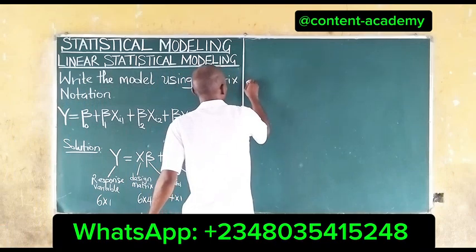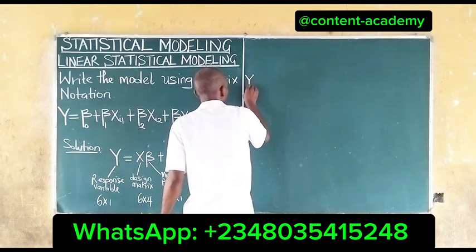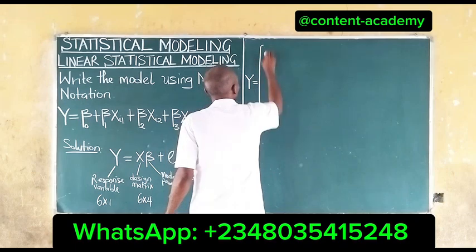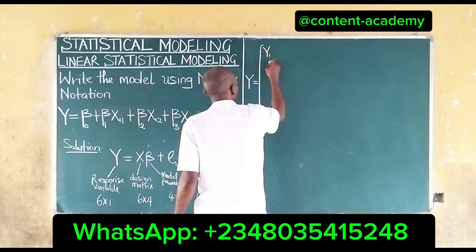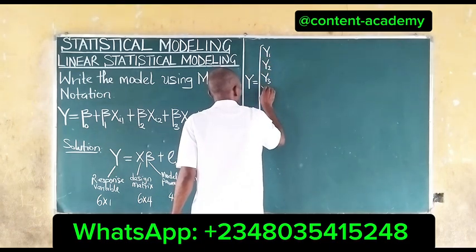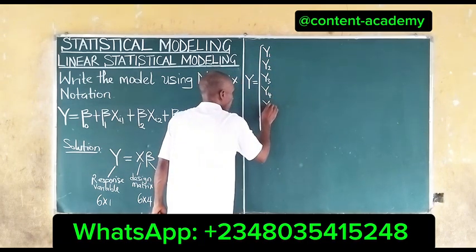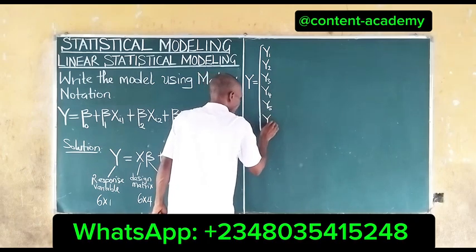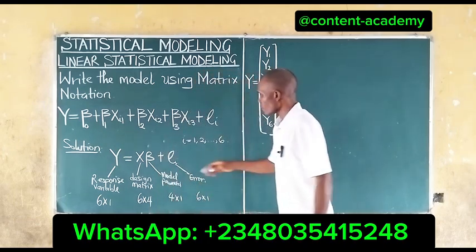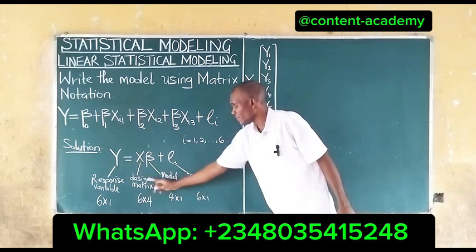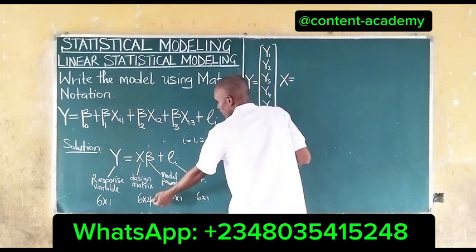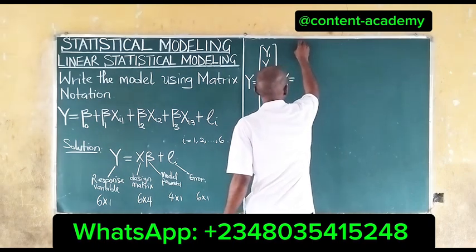Our first one is y. How do we write it? We say y1, y2, y3, y4, y5, and y6. Now, for our x, which is the design matrix, we said it is a 6 by 4 matrix.